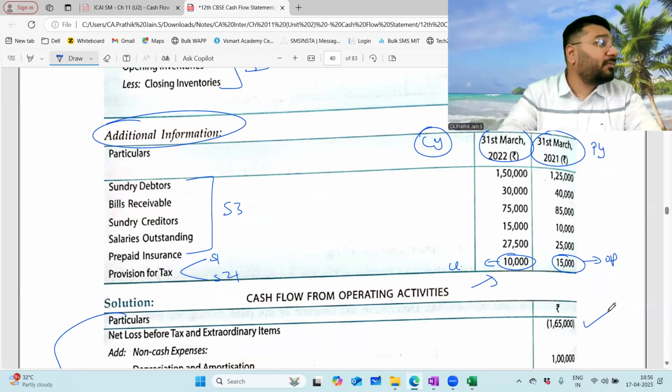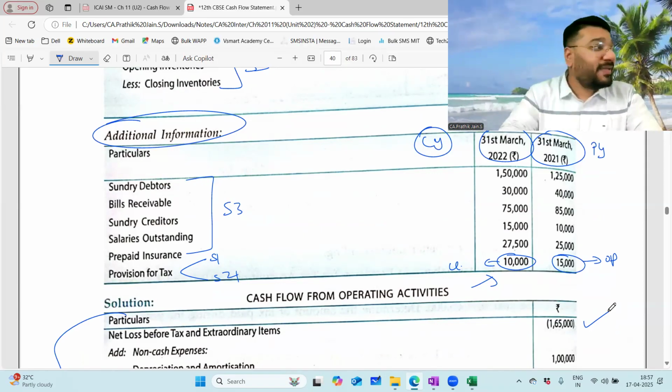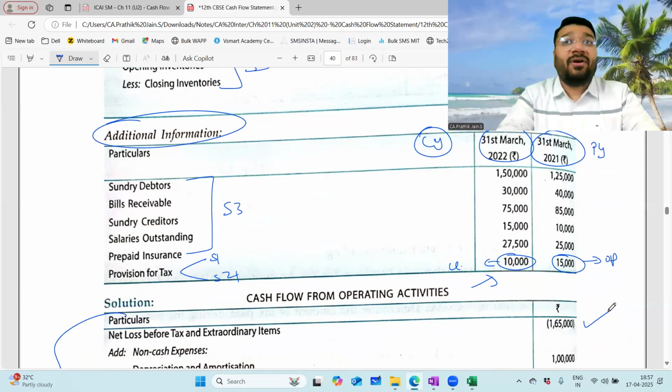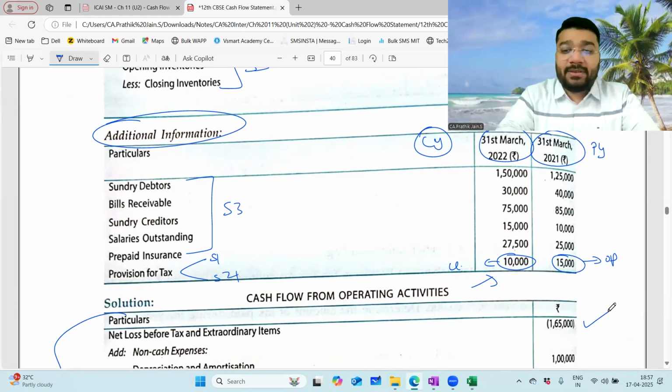Didn't do it. Use the calculator with this. In the exam also you can use a calculator. The examiner also will award the marks on his calculator. He'll not come to your mark sheet. Negative 65,000. Operating profit before working capital changes.